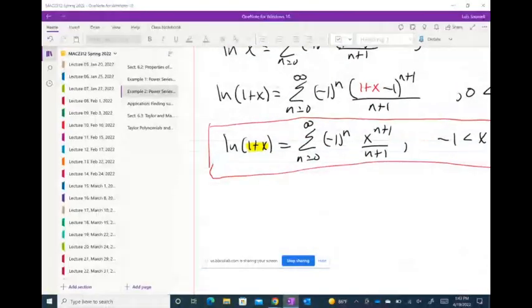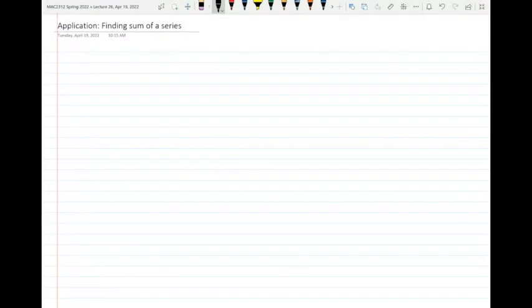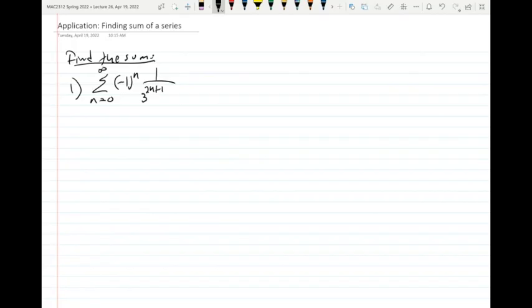All right, so then let's look at 2 applications of this to find some series. So find the sum, and then I want to do this one. And let's do this one. Okay, so let's find the sum of these 2 series.